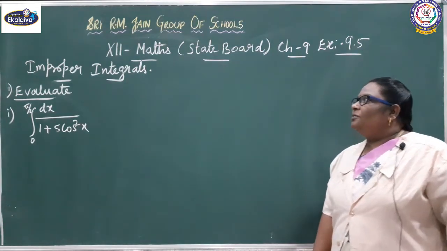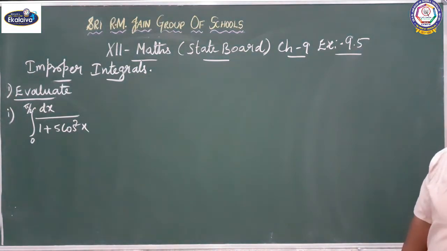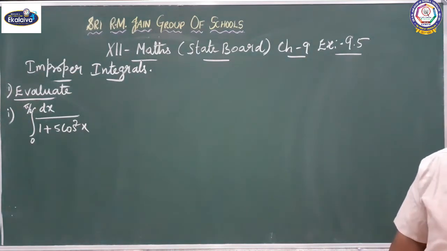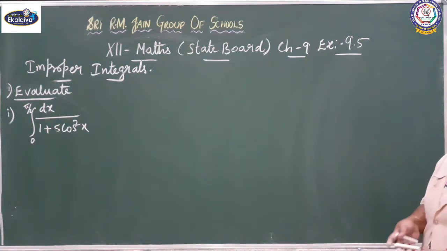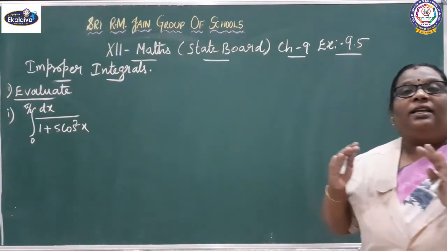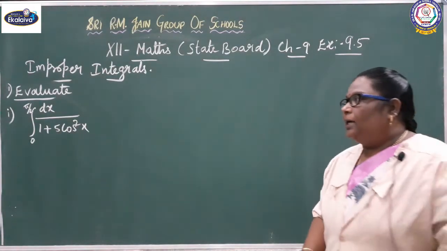See, this is 12th standard maths state board, chapter 9, exercise 9.5, improper integrals. See the first sum, evaluate integral 0 to pi by 2 dx by 1 plus 5 into cos square x. Before we see the sum, you can see the formula for the improper integral.